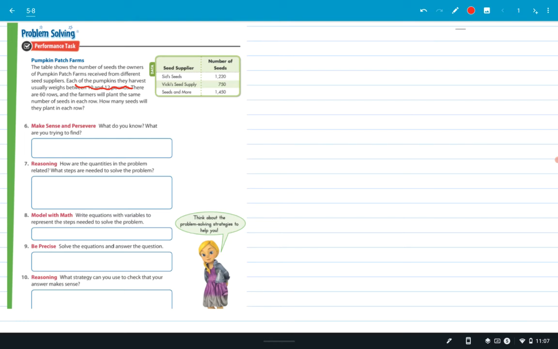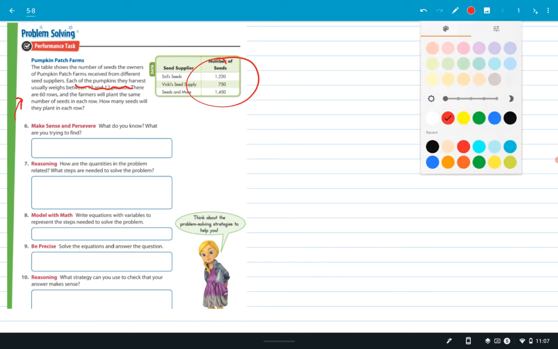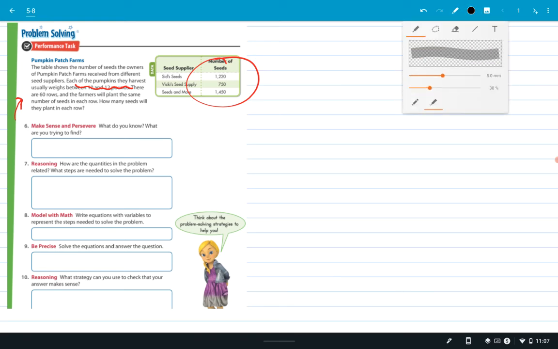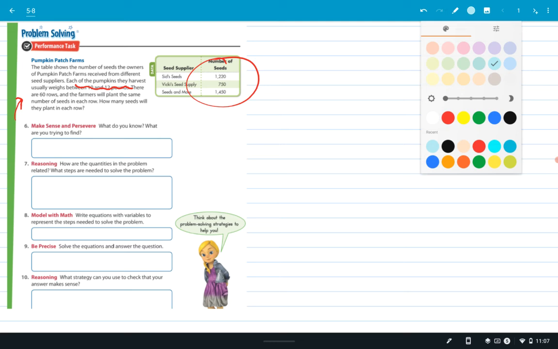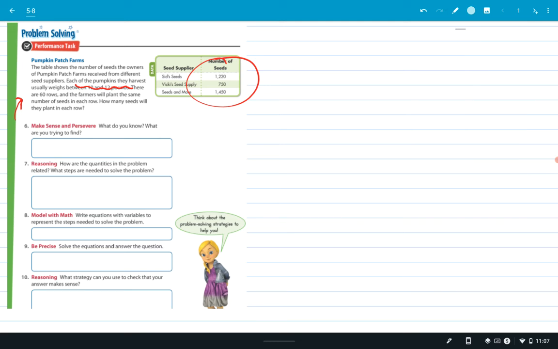And then it says, what do you know? What are you trying to find for number 6 here? So for number 6, what do you know? Well, you can briefly rewrite some of the information that's up above in that paragraph, or you could also mention the number of seeds that they have, okay? And then it says, what are you trying to find? It says, how many seeds? Go back to the highlighter here. I think that'll work. You're trying to find, let's see here, how many seeds will they plant in each row? That's what you're trying to find. So you just write that down.